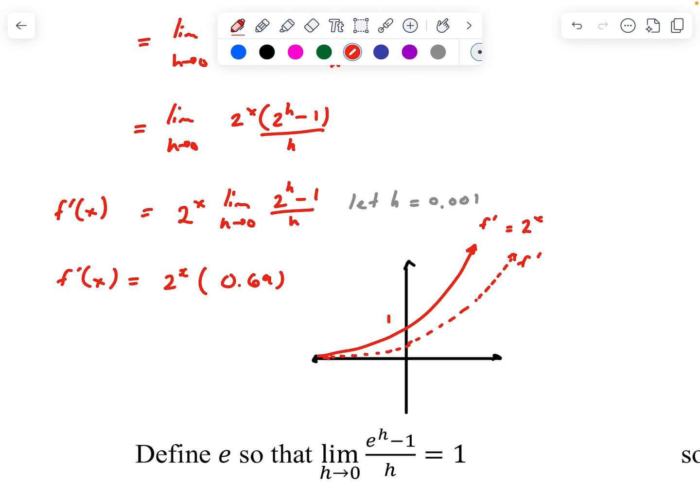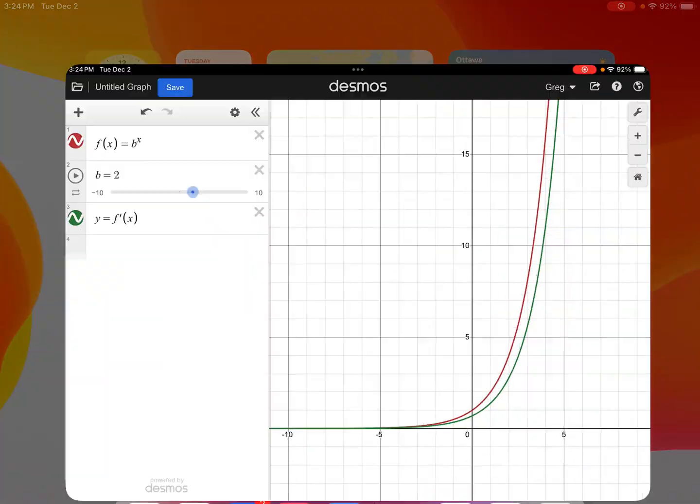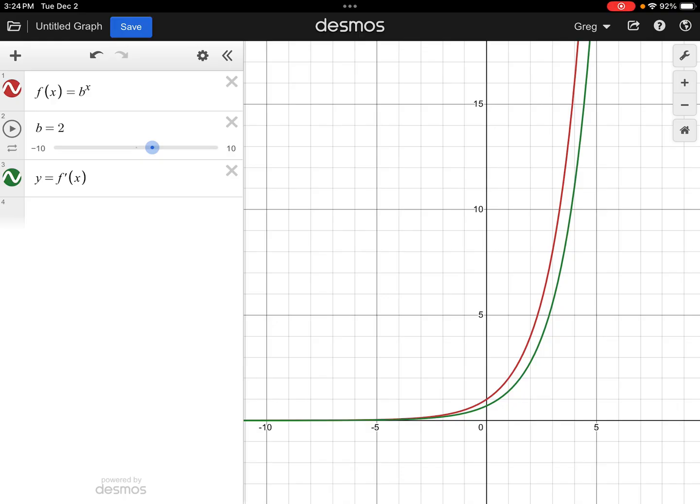So let me show you over here on Desmos. The red one is the graph of 2 to the x. Look, I'm graphing b to the x, where b is 2. And the green one is f prime. So it's the red one with a vertical compression. So it's slightly lower than 2 to the x. Okay.